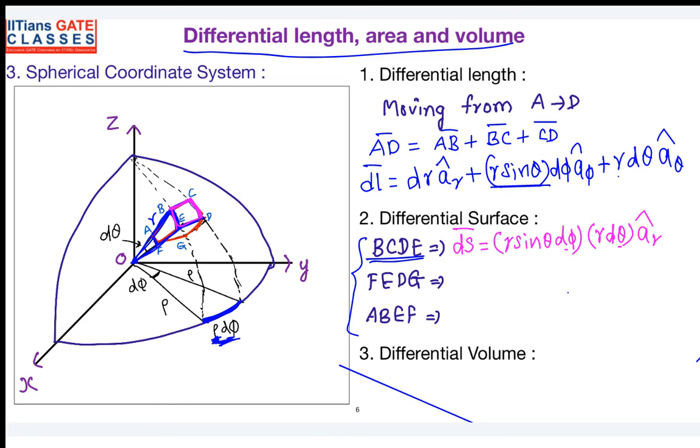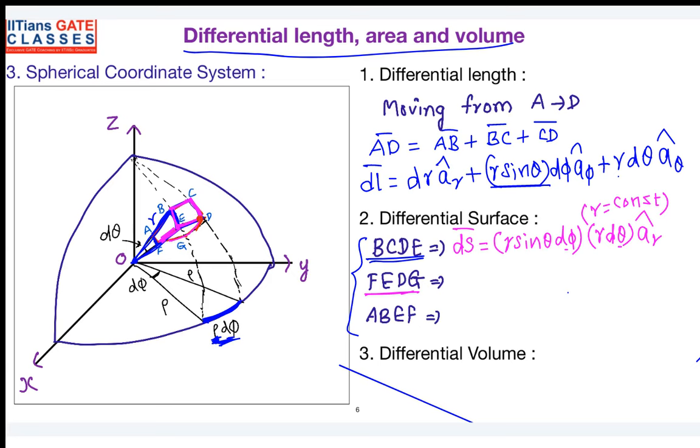Similarly, look at F, E, D and G. So this is the one, F, E, D and G. It is simple. When you are moving from F to E, there is a change in R, right? And when you are moving from E to D, there is a change in phi. So what is the surface area? Moving from F to E, there is a change in R, so that is straight away dr.